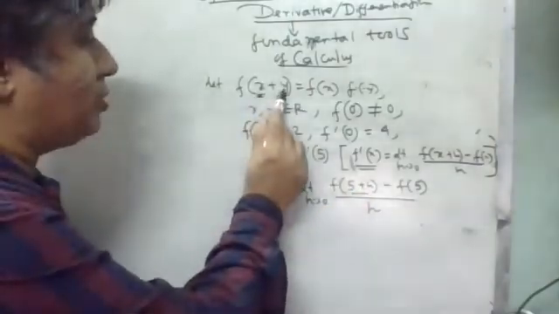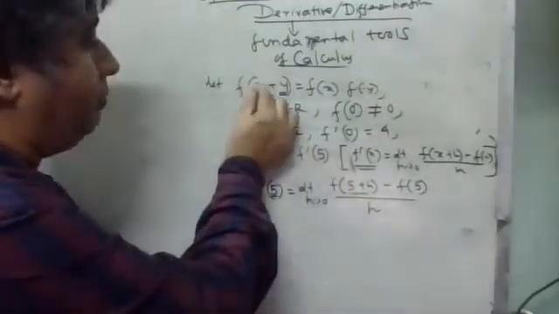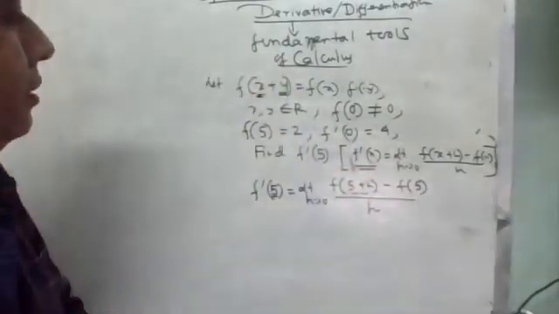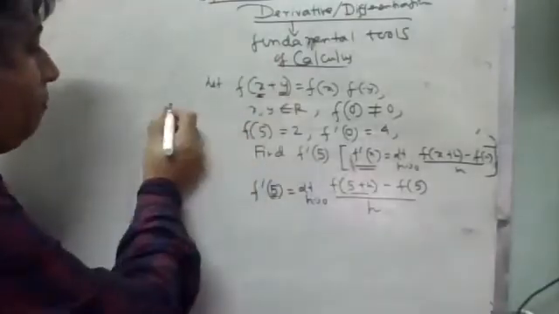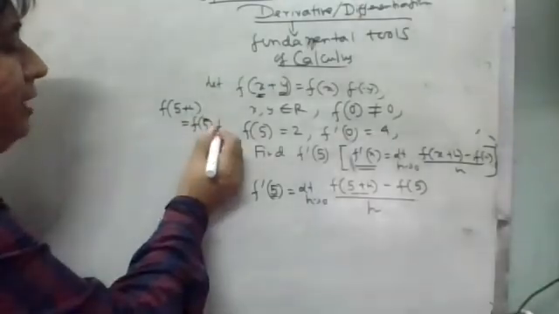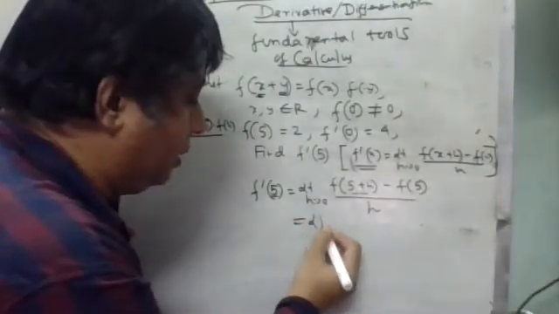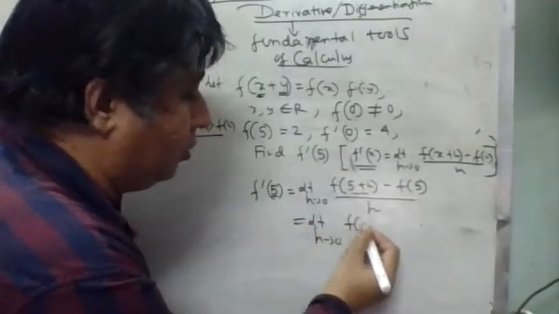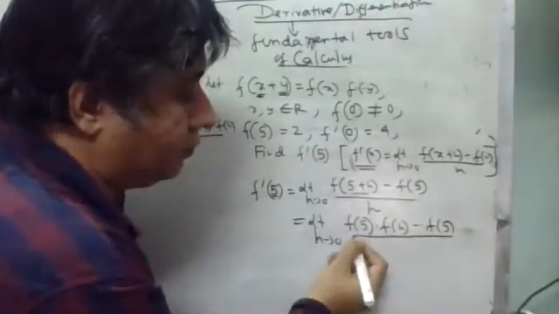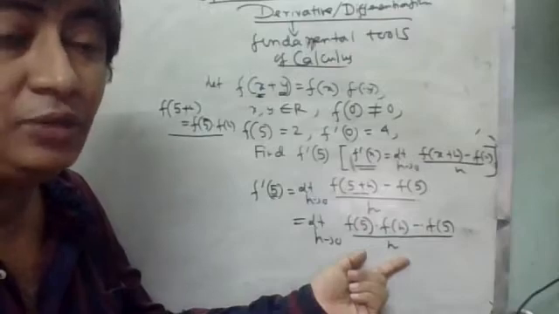So if f(x plus y) is equal to f(x) into f(y), you do one thing. Take the value 5, put in place of x, and plug the value h, put in place of y. Then f(5 plus h) will be f(5) into f(h). Limit h tends to 0, f(5) f(h) minus f(5) by h. Now we are getting the glimpse of hope.